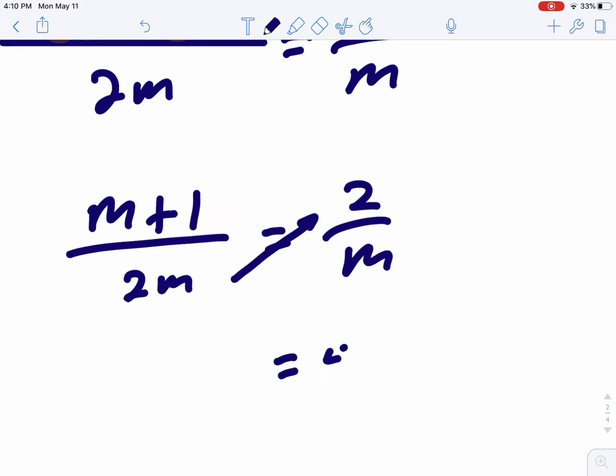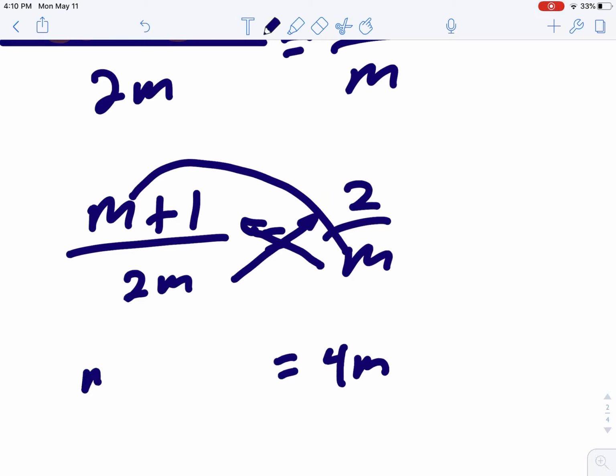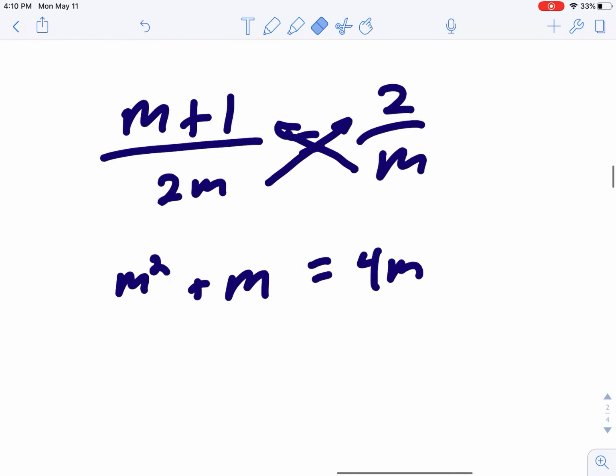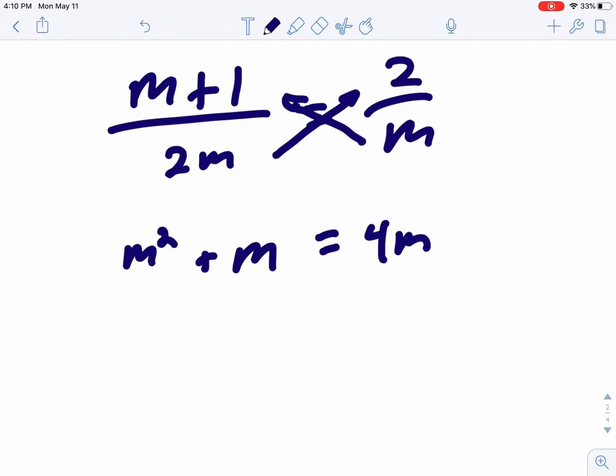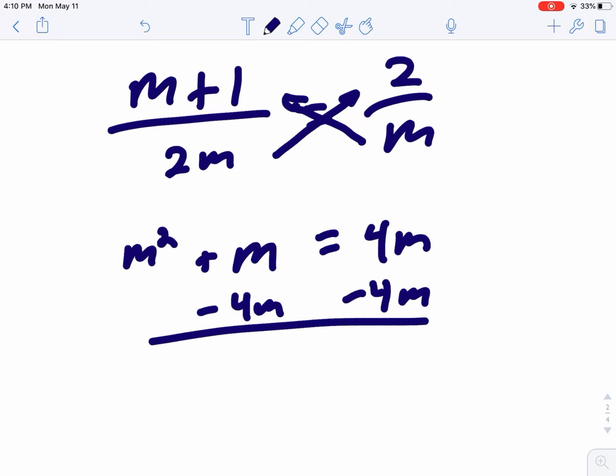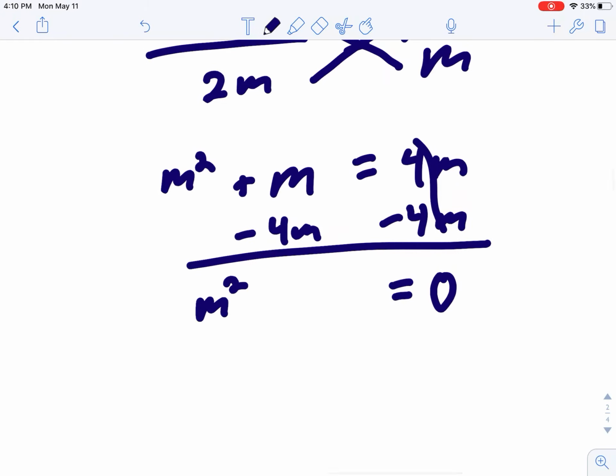2m times 2 is 4m. Cross multiply this way. I have to distribute. M times m is m squared. M times plus 1 is plus 1m. Once again, I have a quadratic. I want one side to be 0. I have like terms, so I'm going to subtract 4m over to here to get a 0. And I end up with m squared minus 3m.